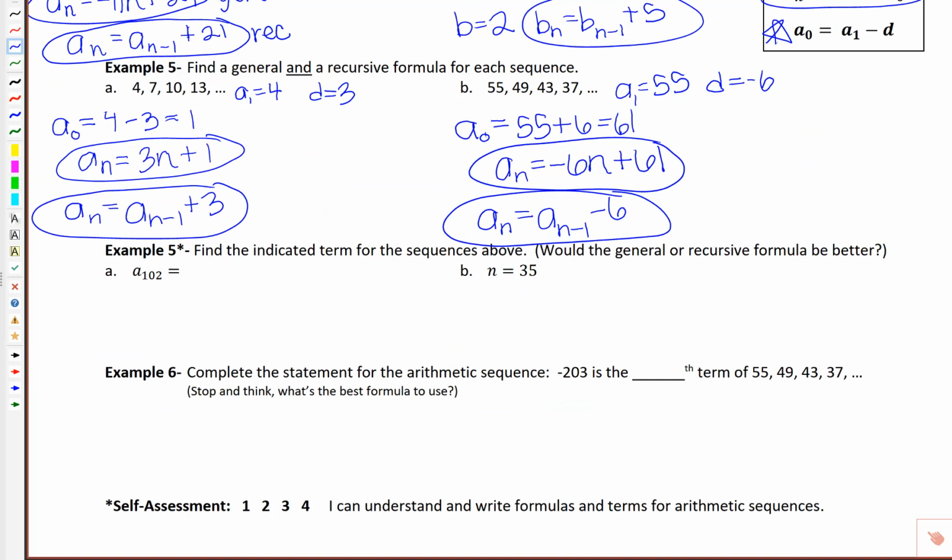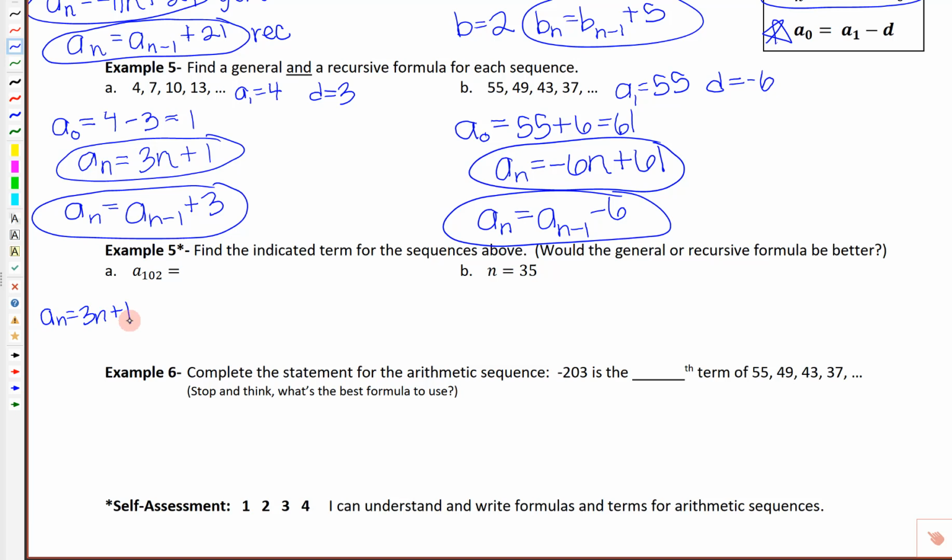Okay, so now this one's a little bit different. They tell us the term, and we need to figure out what that is. So anytime they're telling us what term it is, we're going to want to use the general formula. The recursive formula is not going to be very useful to us, so we want to make sure we use the general formula. So we're using this formula above. So let me just write this right here so we know which formula we're using.